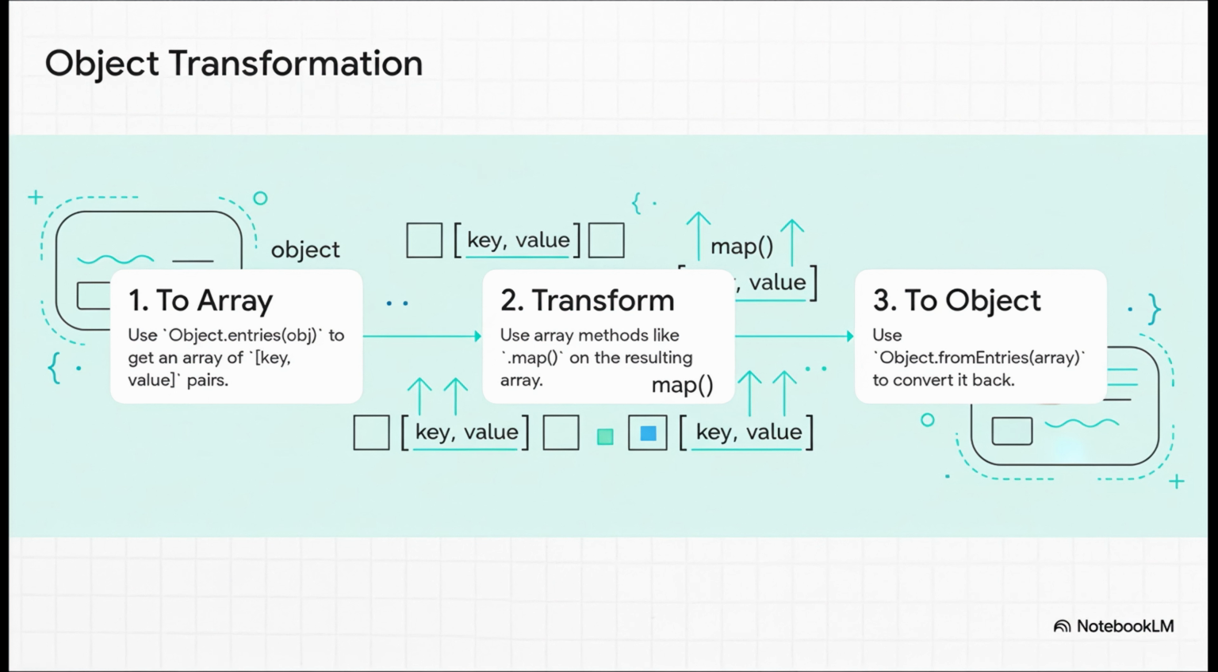First, you use Object.entries to turn your object into that array of key value pairs. Second, you can now use any array method you want, .map, .filter, you name it, to transform that array. And third, you take that new transformed array and feed it into Object.fromEntries to turn it back into an object. It's that simple.